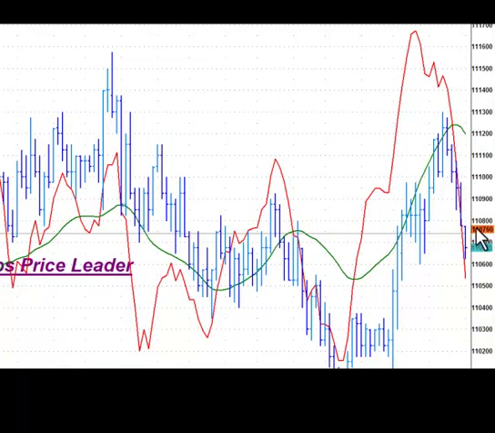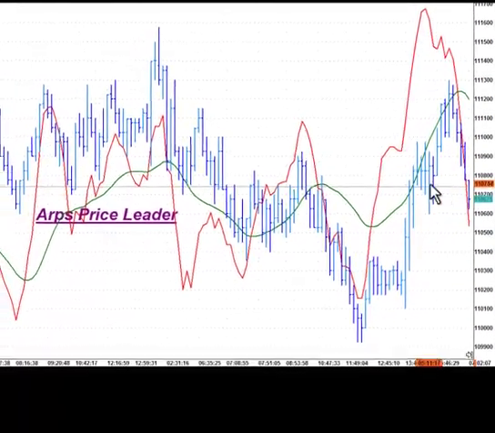This is confirmed once the fast Radar2 line has crossed the center line of the indicator, as seen by this line on the chart.